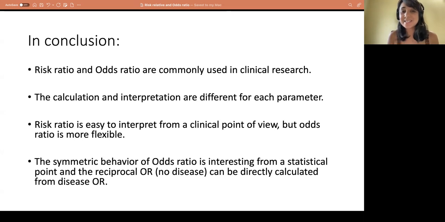Risk ratio is easy to interpret from a clinical point of view, but odds ratio is more flexible. And this flexibility is especially true regarding the symmetric behavior. And being statistically interesting, some statistical tests require this symmetric behavior. That's why I believe odds ratios are very commonly used, but we should be aware that for common disease, common outcome, we should be very careful how we interpret odds ratio.